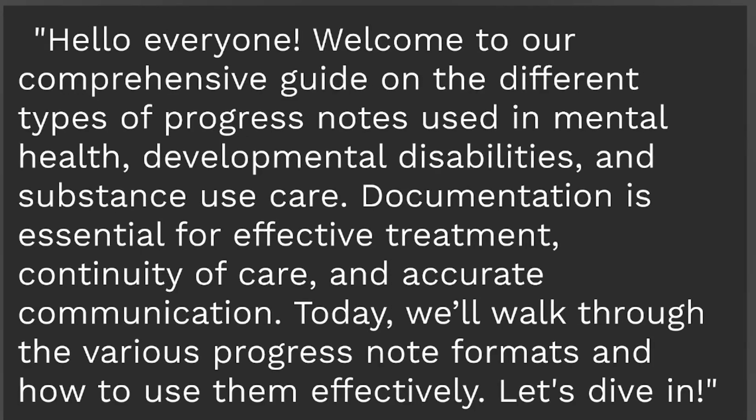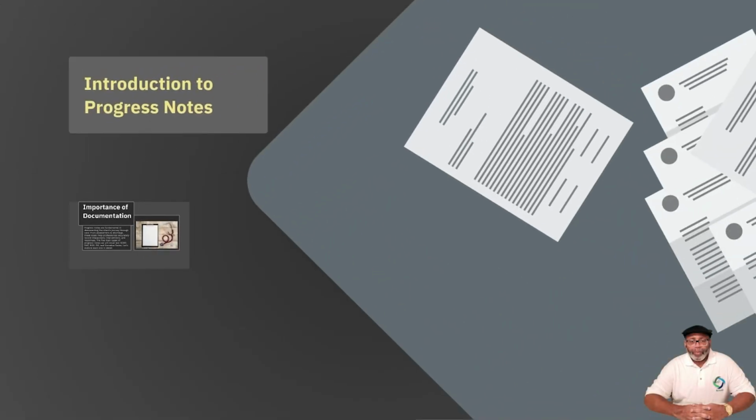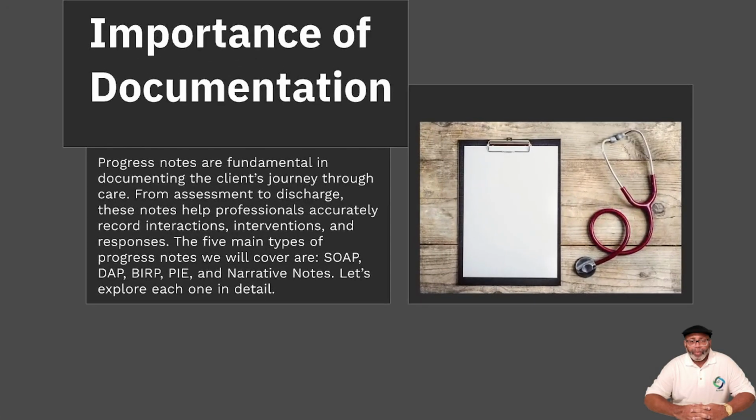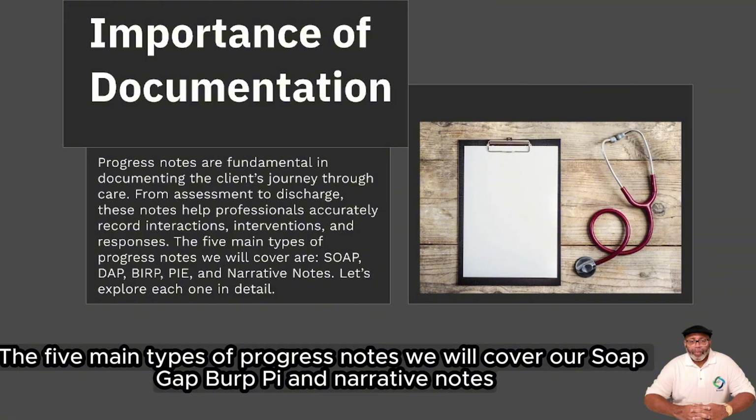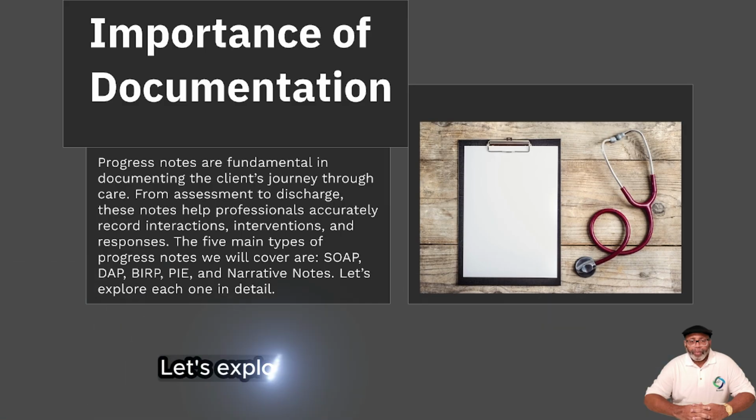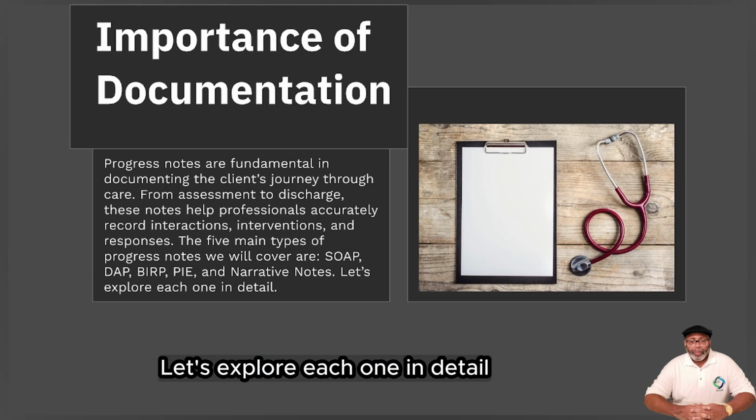Let's dive in. Progress notes are fundamental in documenting the client's journey through care. From assessment to discharge, these notes help professionals accurately record interactions, interventions, and responses. The five main types of progress notes we will cover are SOAP, DAP, BURP, PI, and narrative notes. Let's explore each one in detail.